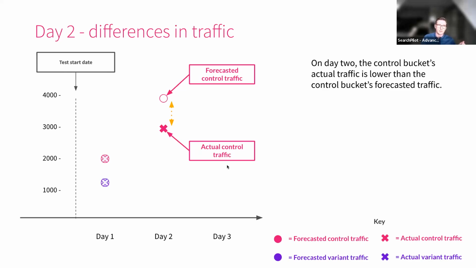Maybe day one was a Friday, day two is a Saturday, that kind of thing. In this instance, we're predicting that control will be about 4,000, but actual traffic has come in lower than the forecast. Now, remember that this is the control pages, so we haven't made any change to these pages. And this is why it gets interesting, because we know then that the reason that the traffic to the control pages is lower is nothing to do with the test that we're running, because we haven't changed these pages.